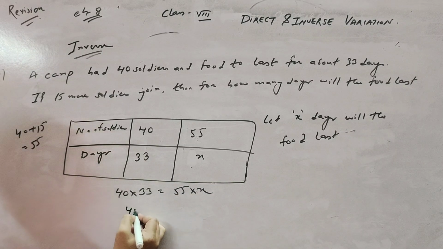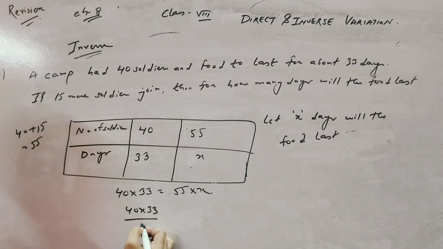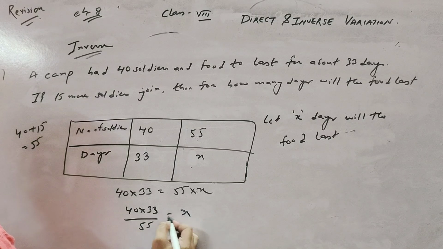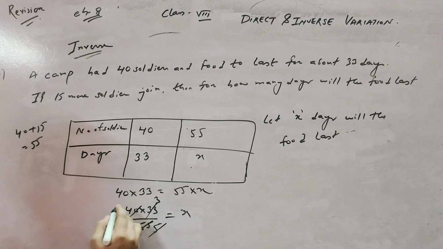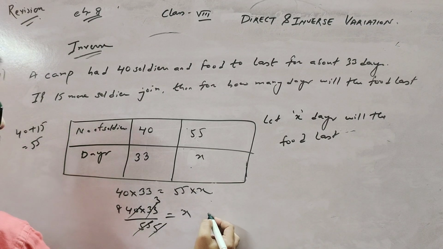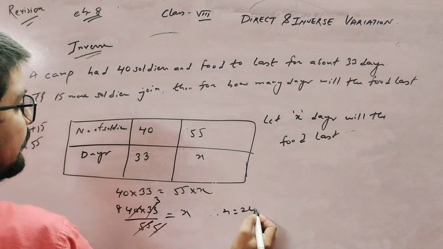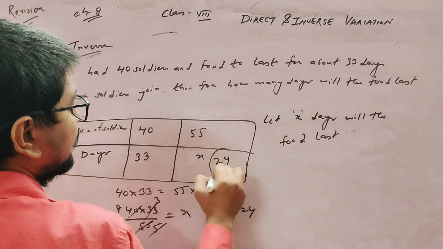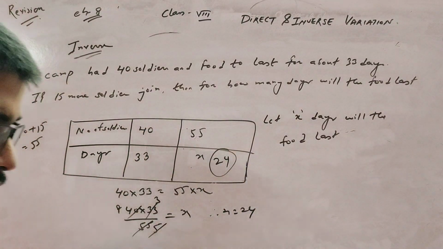Okay, so 40 into 33 by 55 equals x. So 5 into 8 is 40, 3 into 8 is 24. So therefore x equals 24. That means the food lasts for 24 days. Okay, note.